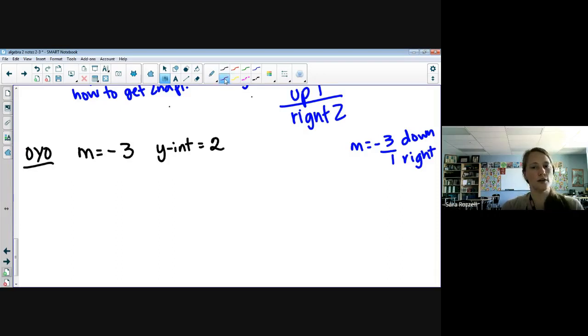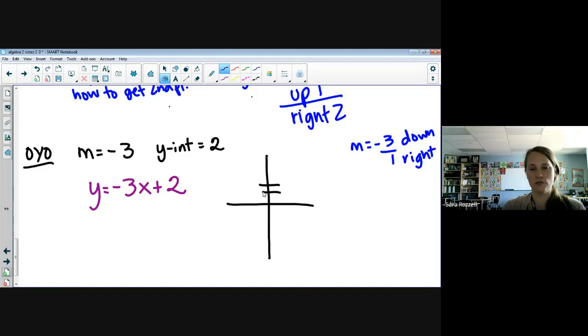So our equation is going to be y equals -3x plus 2. Okay, we just put the m in where the m goes and the y-intercept for the b. Then when we graph it, our starting point is 2 on the y-axis. And we are going down 1, 2, 3, and right 1.